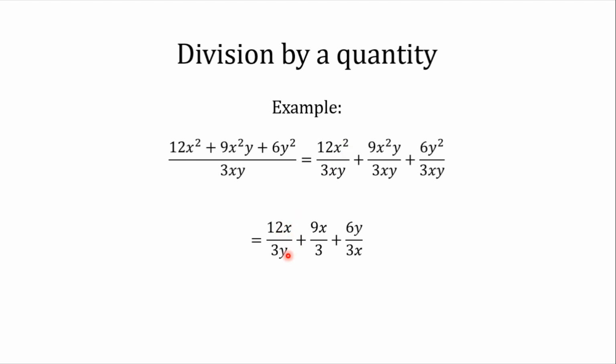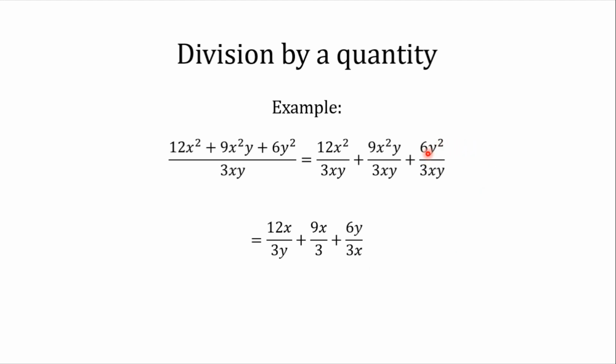over 3y. And then for 9x squared y over 3xy. So y and y can be subtracted. So that's y minus y, so that's 0. And y to the 0 is just 1. And x squared over x, that's 2 minus 1. So that's x remaining on top. So that's x over 1, or simply x. That's why the answer is 9x over 3.